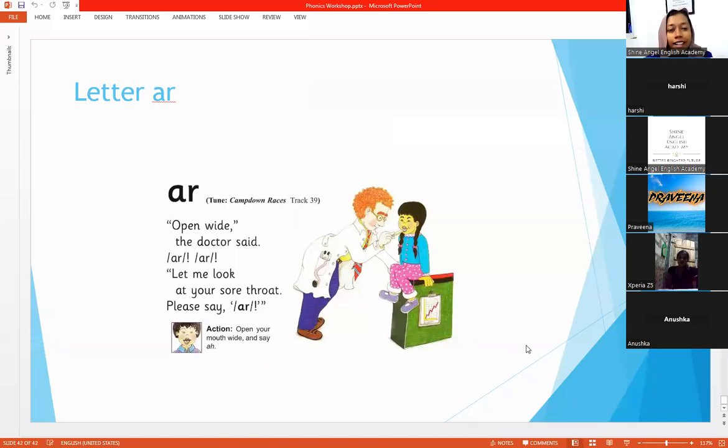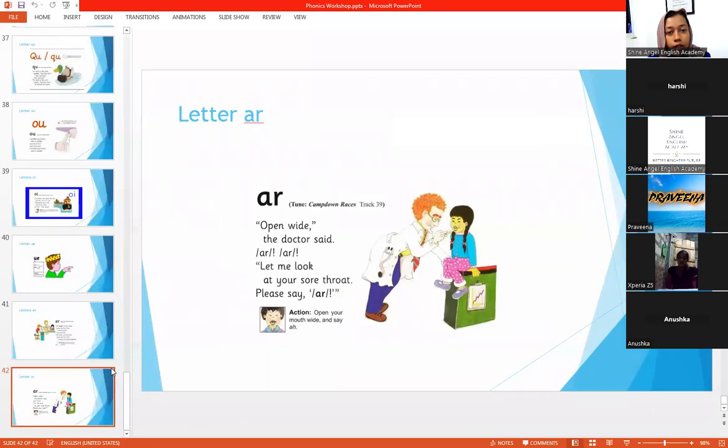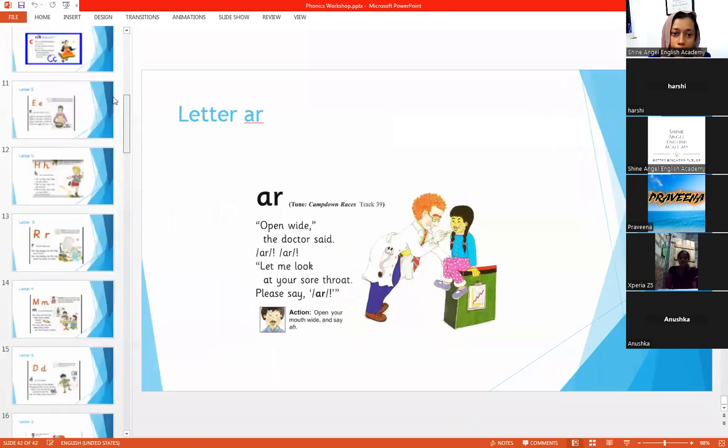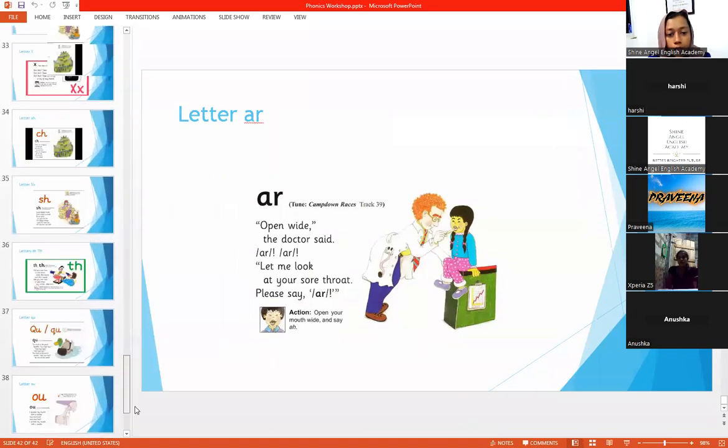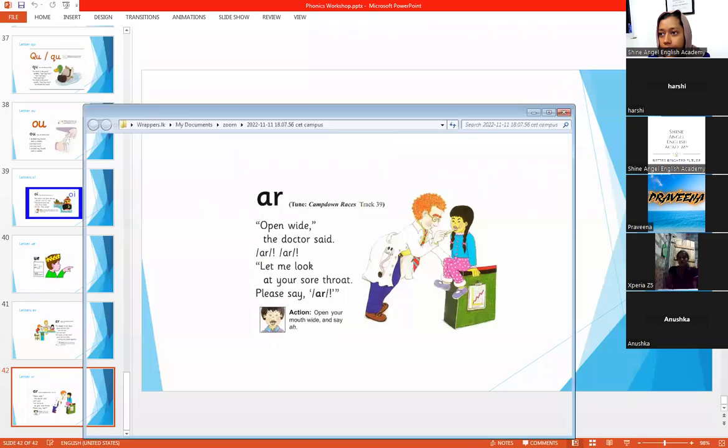Okay. So that's the last letter we have come to. Is that clear? Now, if you have problems with the sounds, you can go through the PDF, and you can go through the recording, and you can practice.